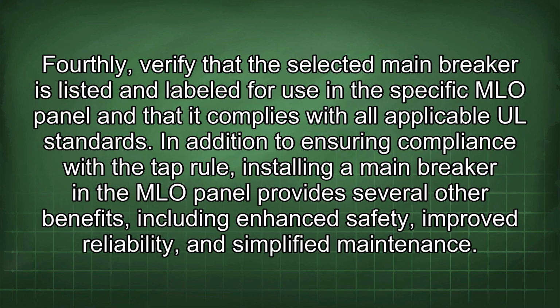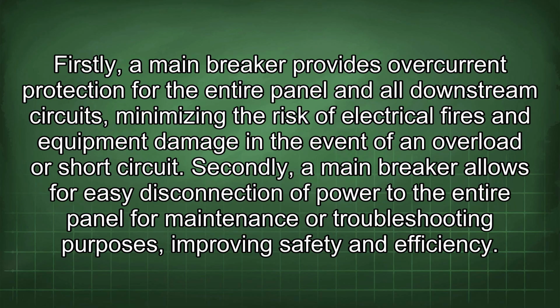Fourthly, verify that the selected main breaker is listed and labeled for use in the specific MLO panel and that it complies with all applicable UL standards. In addition to ensuring compliance with the tap rule, installing a main breaker in the MLO panel provides several other benefits, including enhanced safety, improved reliability, and simplified maintenance. Firstly, a main breaker provides overcurrent protection for the entire panel and all downstream circuits, minimizing the risk of electrical fires and equipment damage in the event of an overload or short circuit.